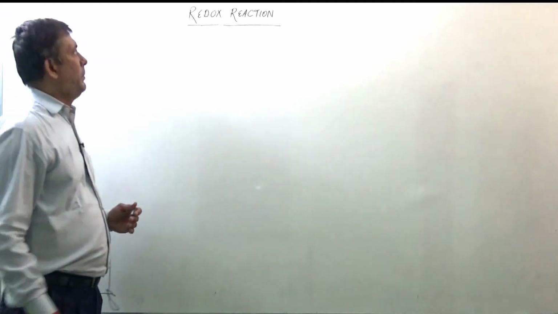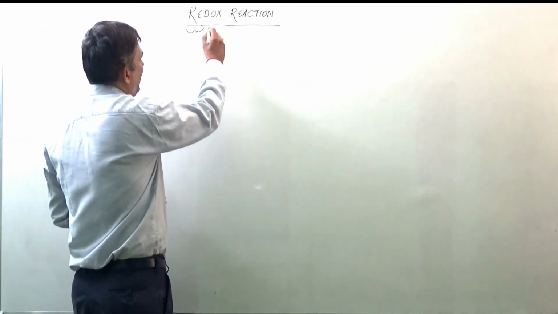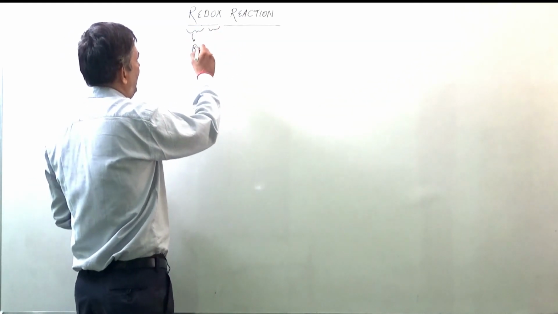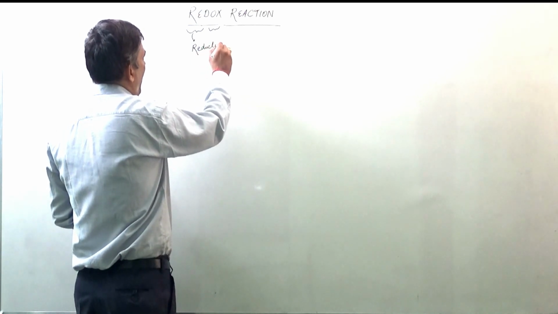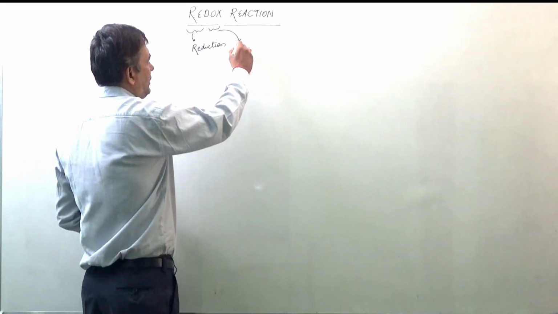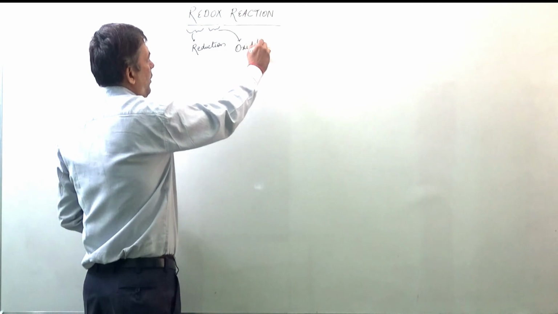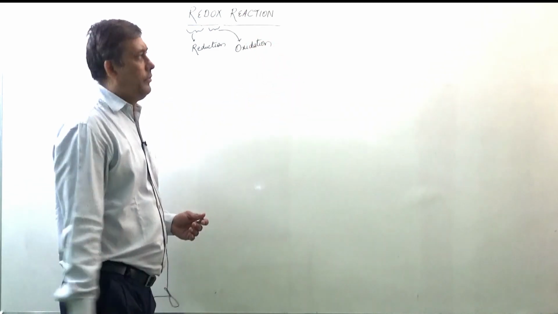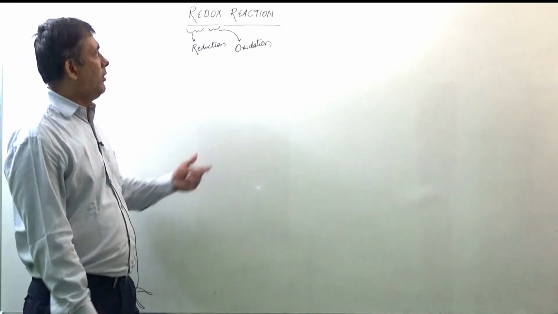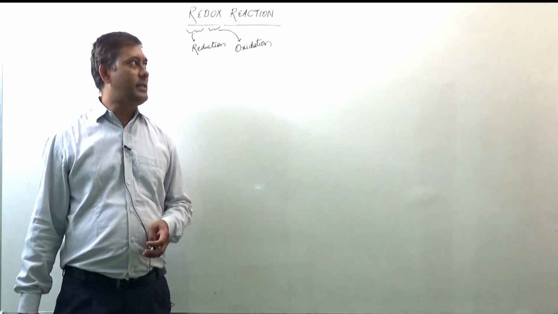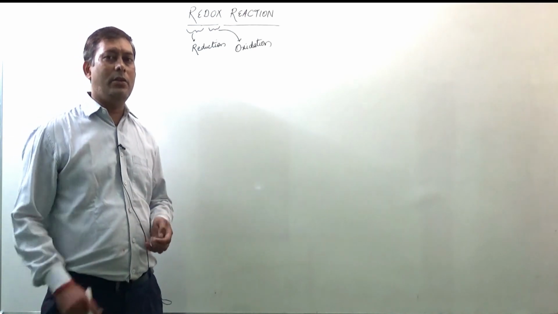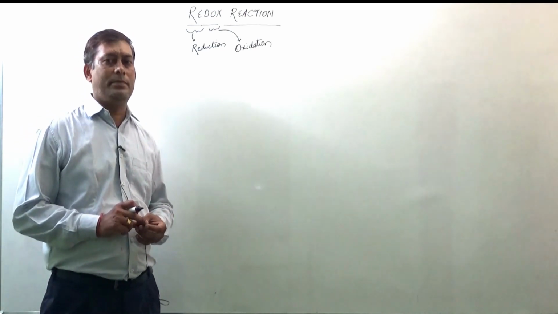This redox word is made up of two different terms. The first part of this word, red, stands for reduction, and the next part of this word, OX, stands for oxidation. So the word redox is actually a fused word of reduction and oxidation, and a reaction in which oxidation and reduction take place simultaneously is called a redox reaction.